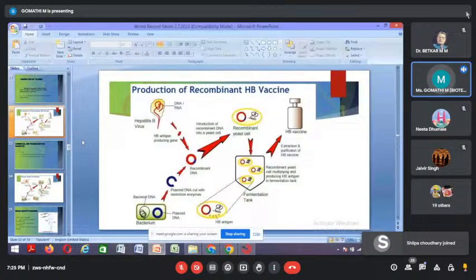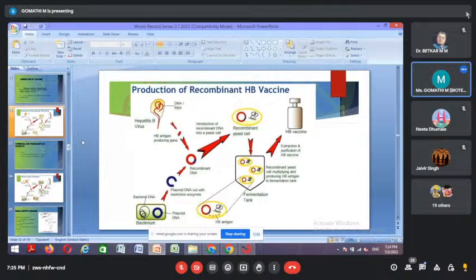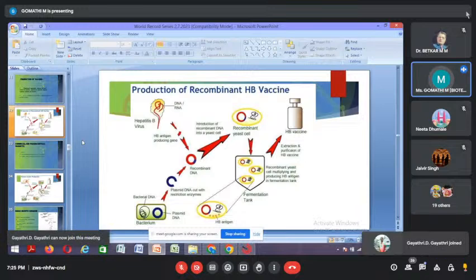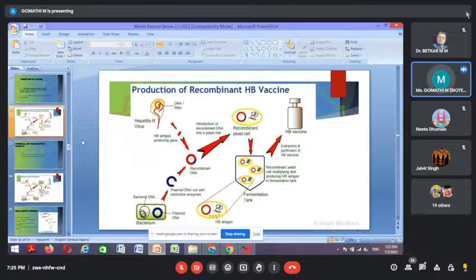So, one example is the production of the recombinant hepatitis B vaccine. We know a vaccine is an attenuated preparation of a particular virus or bacteria. The organism which causes a disease will be attenuated or heat killed, and after processing, it will be used as a vaccine.